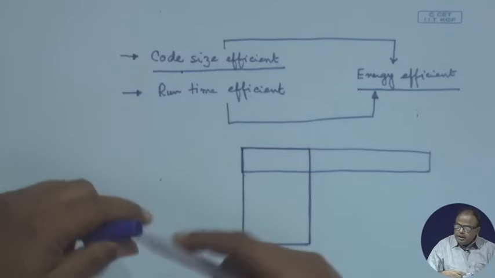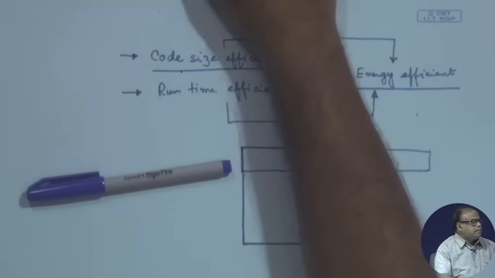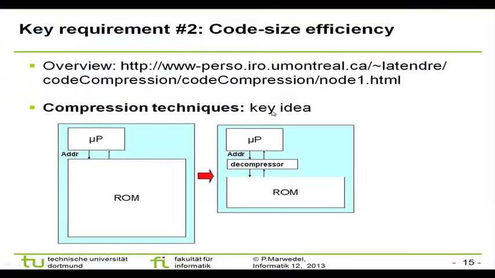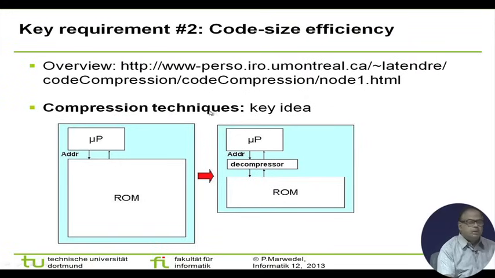So, one of the techniques of code size efficiency is being shown here. It is a compression technique, how we can do code compression. As is being shown here, we have the processor which is sending the address and getting back the data from the memory. Now, our objective is that we will have a compressor and decompressor, so that the code will be compressed here, and when we get it, we will get it decompressed.